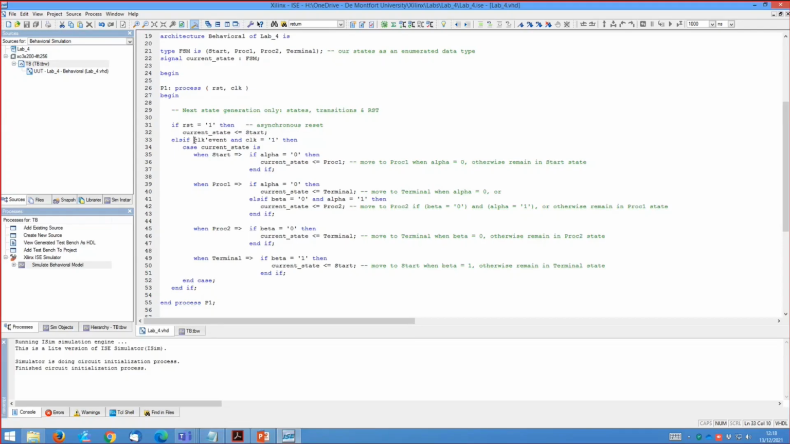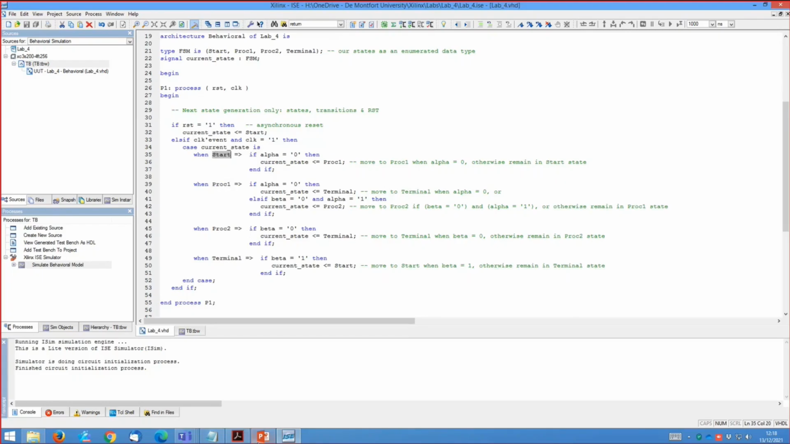Else if, then we can check for the clock. And then essentially we can use a case statement, which then looks at the current state. And when we are in start, we do something. When we are in proc1, something else, and so on, depending on what the diagram shows us.